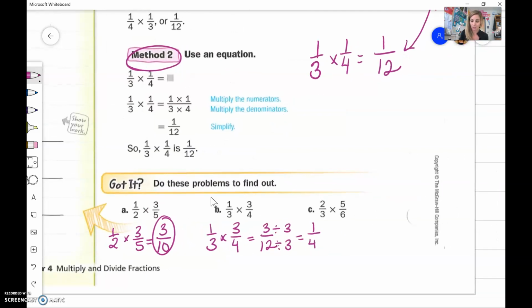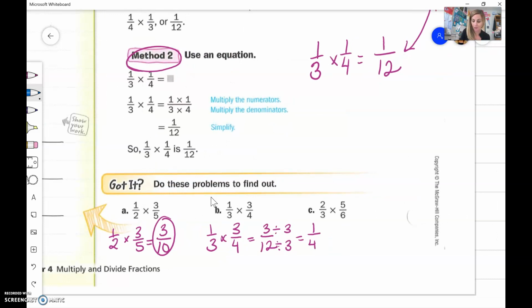All right, and let's do this last example together. 2/3 times 5/6. I know a lot of you already know this, and you're like, this is easy, Mrs. Horner. I get it, but practice makes us better. It doesn't make us perfect, it makes us better. 2 times 5 is 10. 3 times 6 is 18.